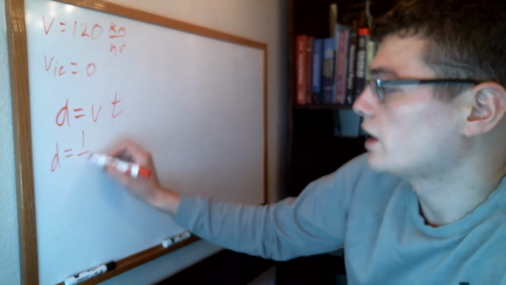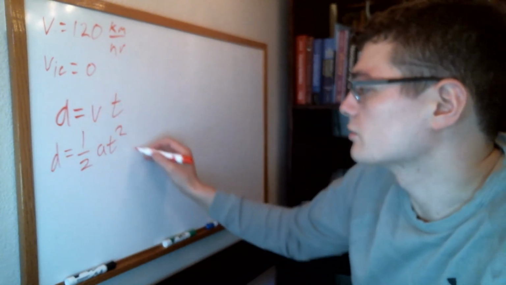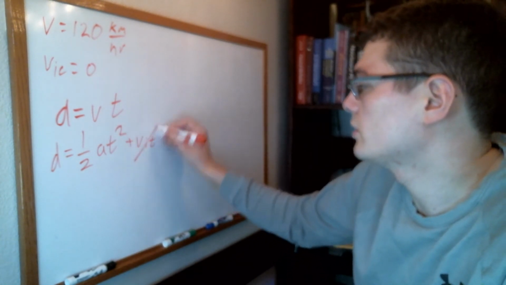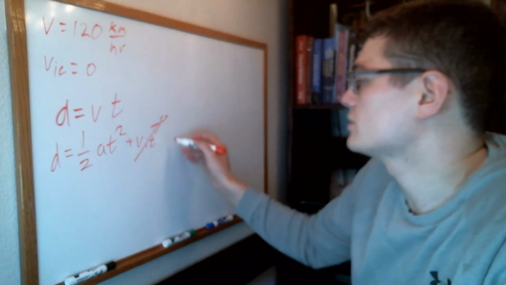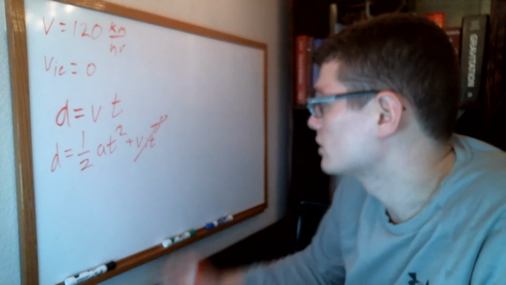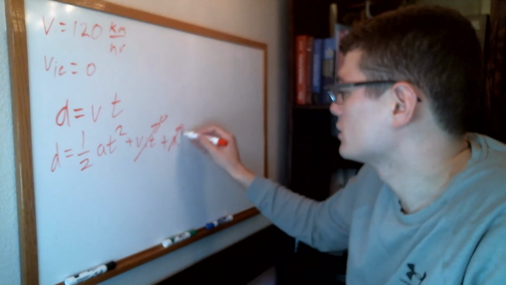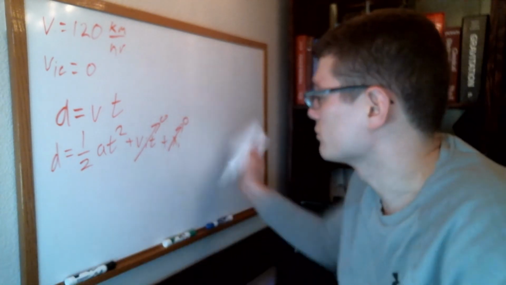And then we have 1/2 AT squared, and then he starts from rest, so our VI component goes to 0. And since we're just talking about distance, and we're going to say that our initial X is going to be equal to 0, we can also cross that term out. And so let's erase these here.